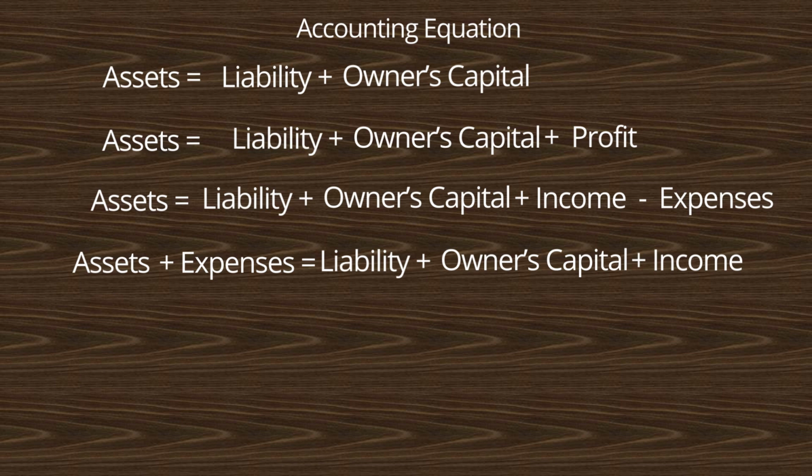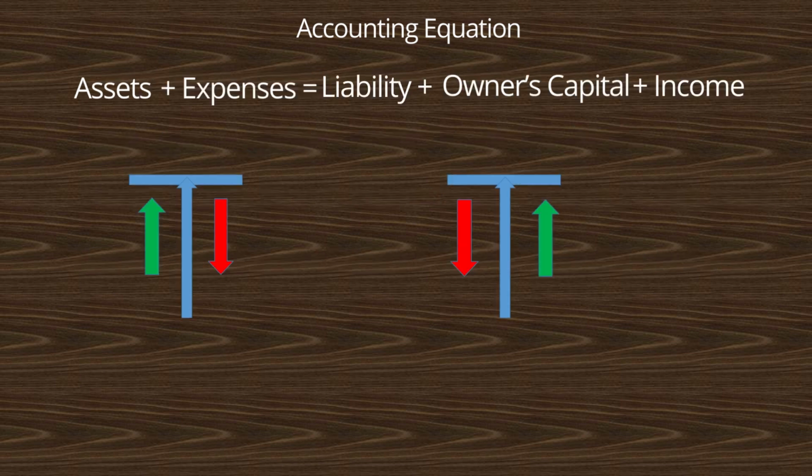So the debit and credit rule for this equation will now be: all the increases in assets and expenses are recorded on the debit side, but they are credited on the liability, owner's capital and income side. And all the decreases in assets and expenses are recorded on the credit side, but they are debited in liability, owner's capital and income.